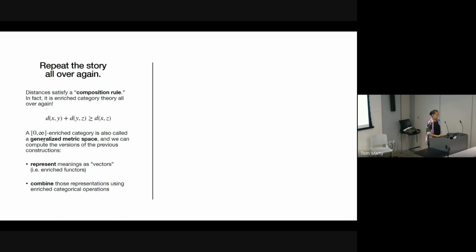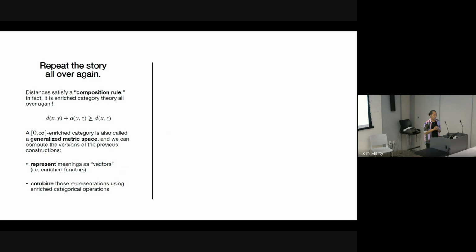Categories enriched over 0 to infinity are called generalized metric spaces. They don't satisfy symmetry. So the distance from x to y is not necessarily the distance from y to x, but you don't just toss it out. You still get something interesting, a generalized metric space. And the point is, you do the whole story over again. You can talk about meaning representations from this geometric perspective. You can, again, combine those meaning representations in this geometric perspective.